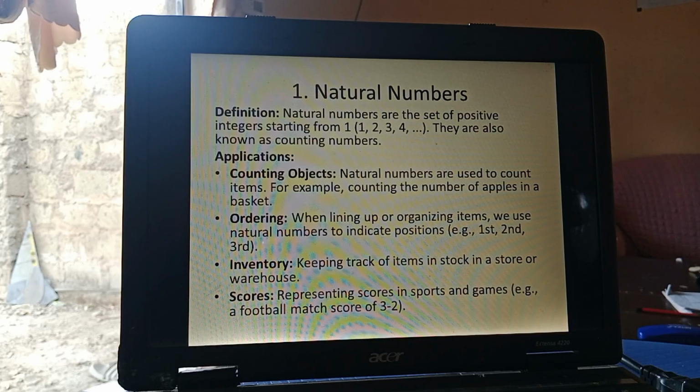Application of natural numbers. 1. Counting objects. Natural numbers are used to count items, for example, counting the number of apples in a basket. Another use is ordering. When lining up or organizing items, we use natural numbers to indicate positions, like first, second, third. Inventory. Keeping track of items in stock in a store or warehouse. You keep them in numbers.